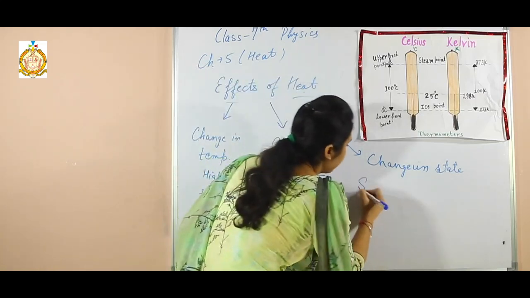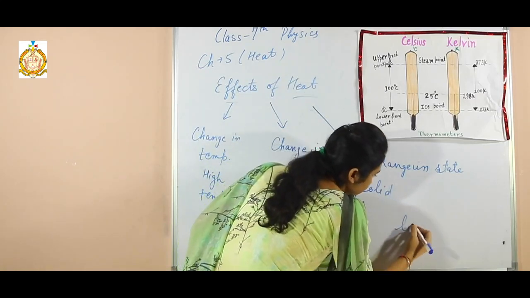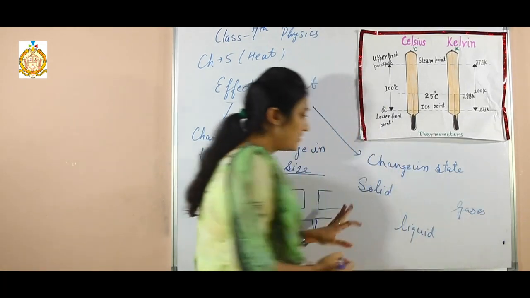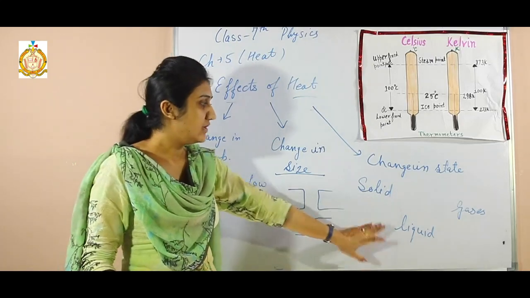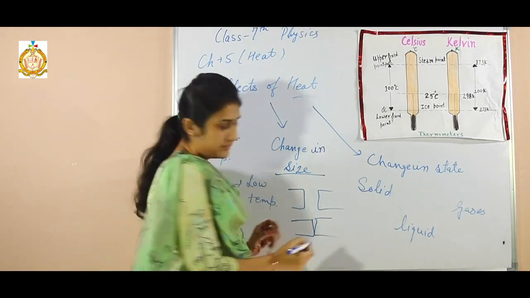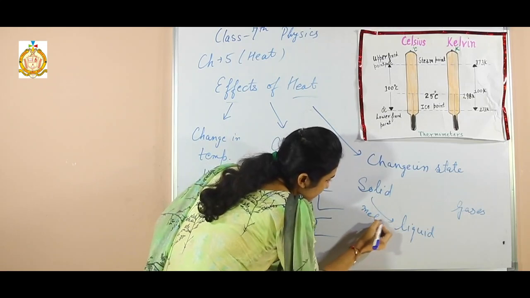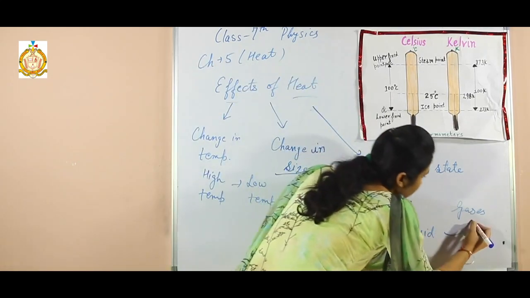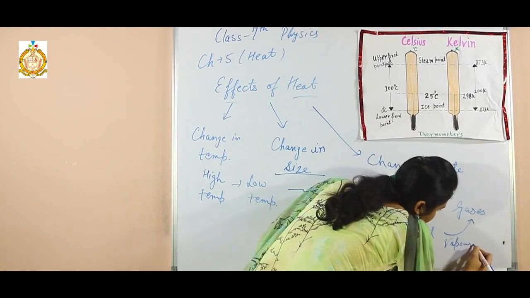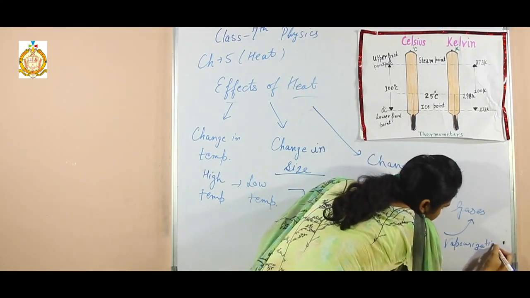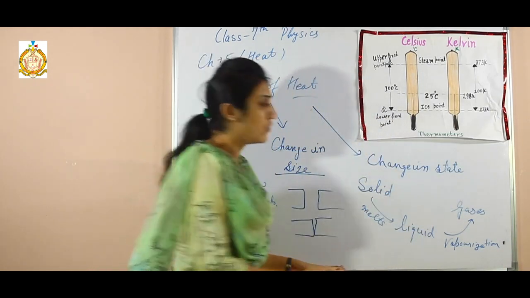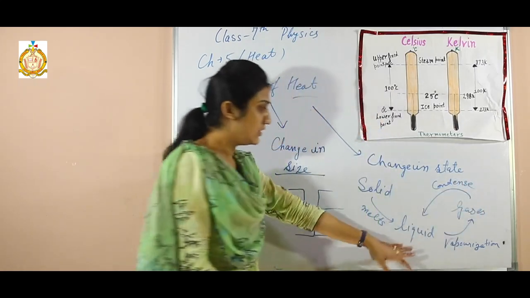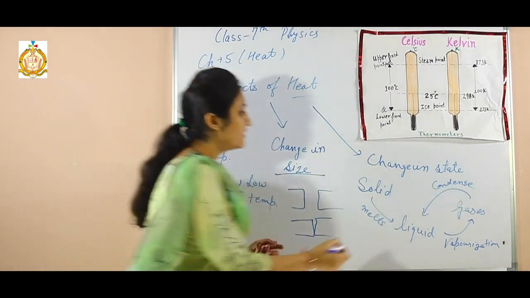There are three states of matter, that is solid, liquid and gas. When a solid melts, it converts into liquid, and when liquid vaporizes, it converts into gas. And when gases condense, they form liquid. And when liquid freezes, it forms solid again.